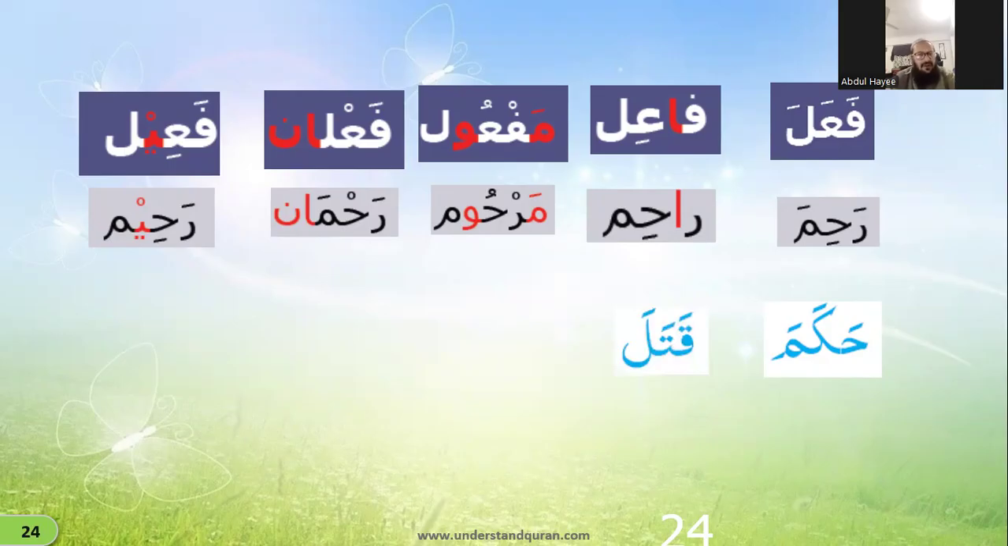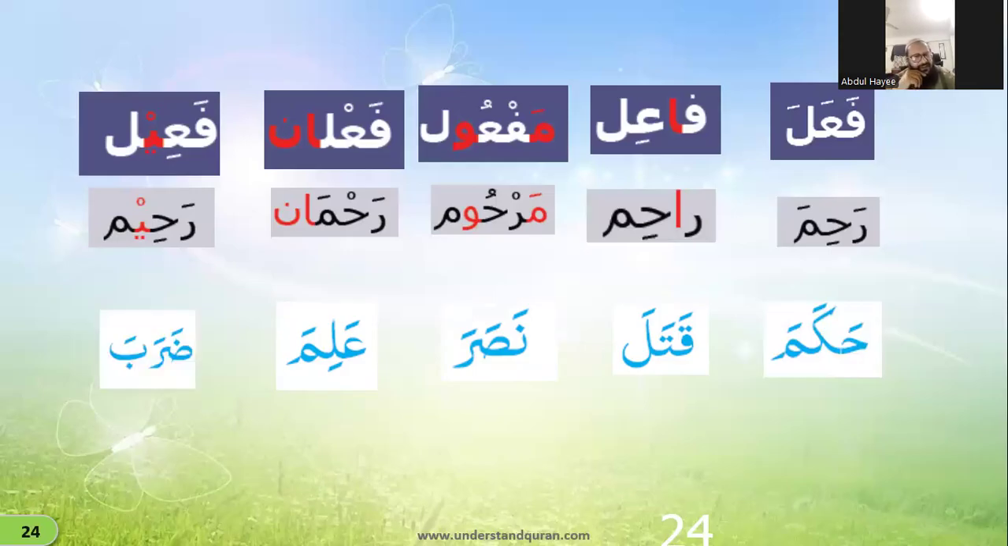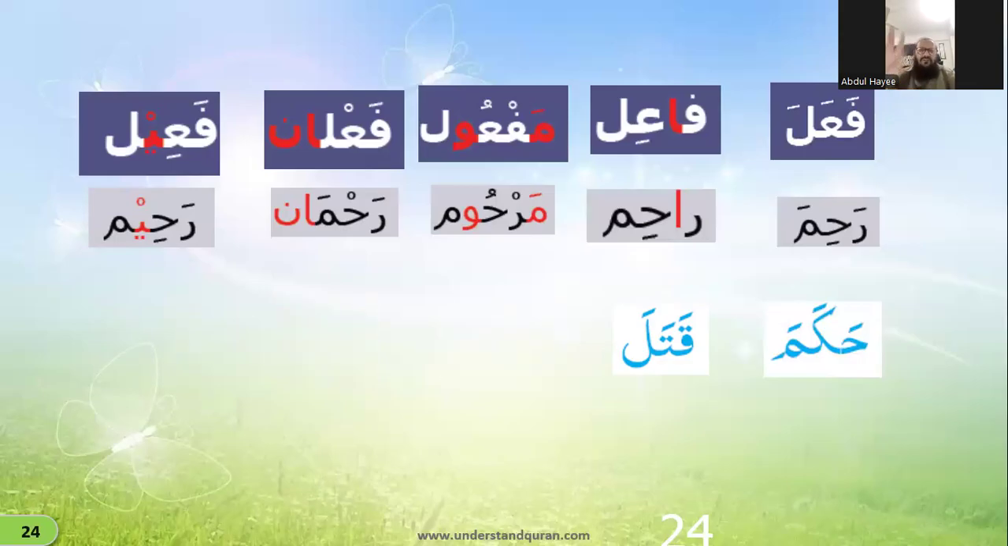There is a word qatala. Let's make the fa'il. Qatil, the one who is a killer. Qatil, the one who kills. Fa'lan, the one who kills with continuity, with intensity. Killing too much. Qatil, what will be the meaning of qatil? Intensely, continuously killing. Not stopping killing.